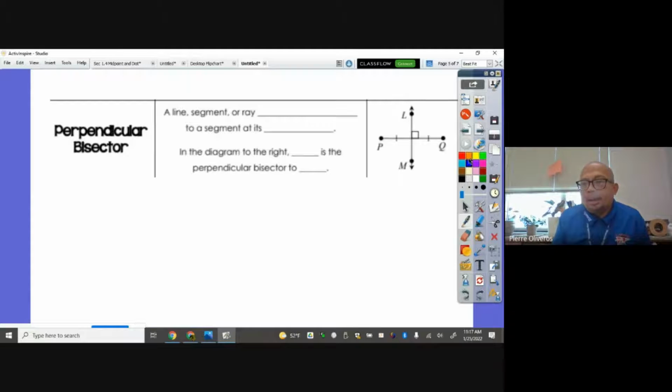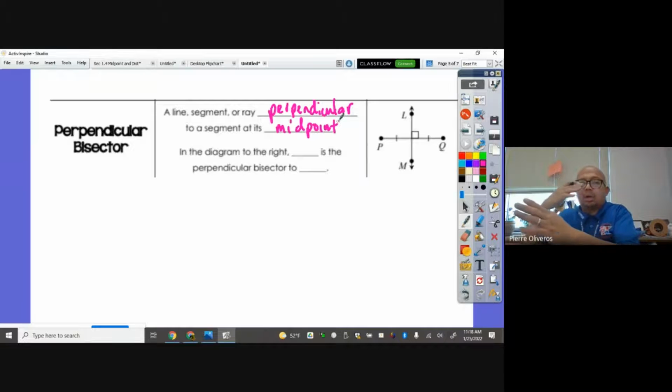Okay, a bisector could be a ray, a line, or a segment that is perpendicular to a segment at its midpoint. So if a line, ray, or segment crosses a segment at its midpoint, then it's a perpendicular bisector.